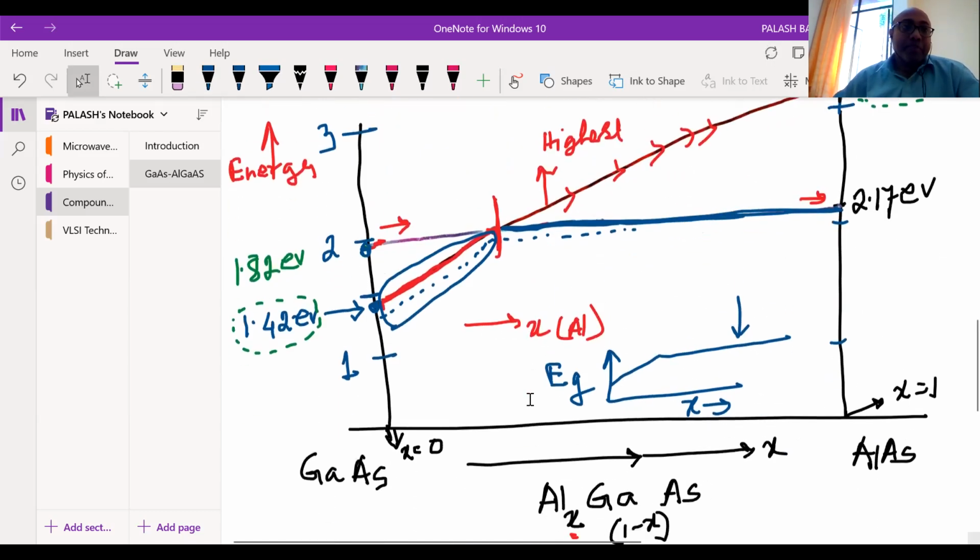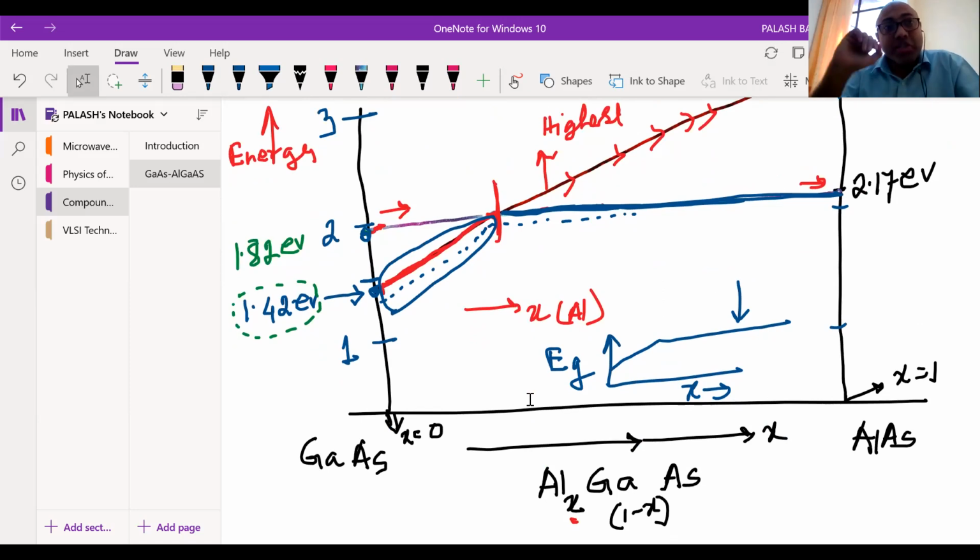Suppose you have a requirement for a compound semiconductor with a higher band gap than gallium arsenide, suppose 1.6. Not only that, it should be a direct band gap. So this could be your choice. You have to find out where my 1.6 is. This is my 1.6, and this corresponds to your X. So you have to mix this much aluminum into gallium arsenide so that your band gap is 1.6 electron volt. Most importantly, it is a direct band gap.